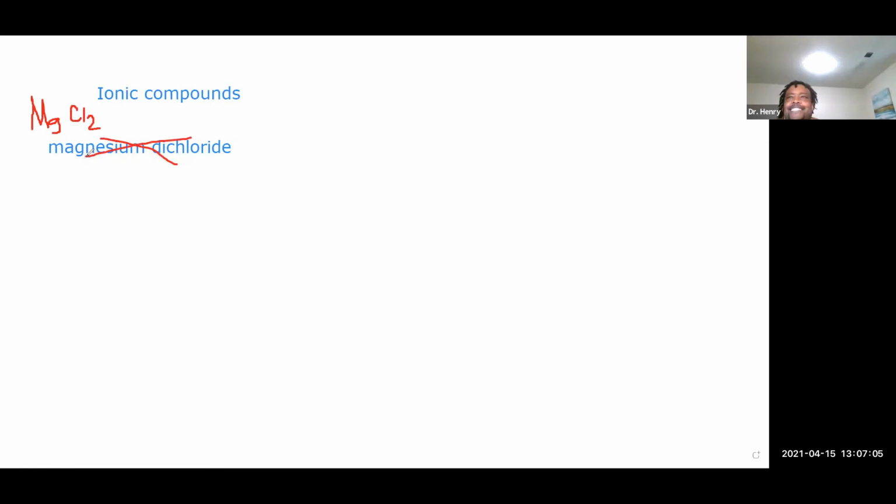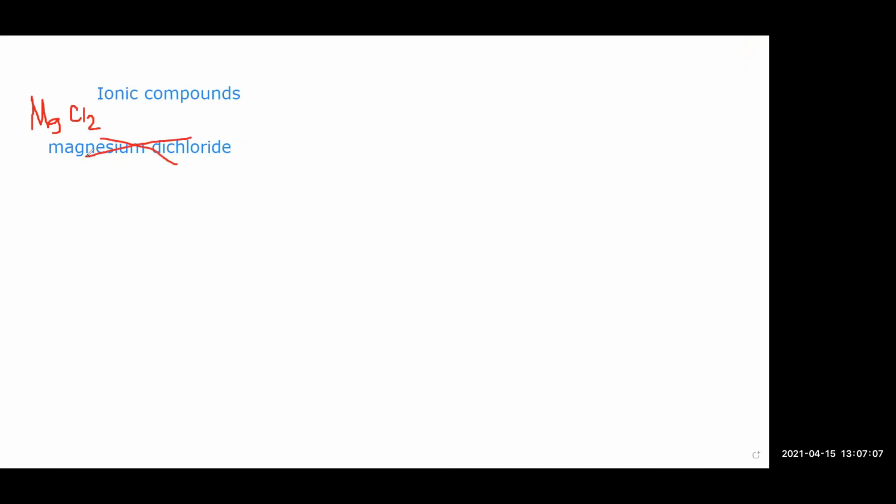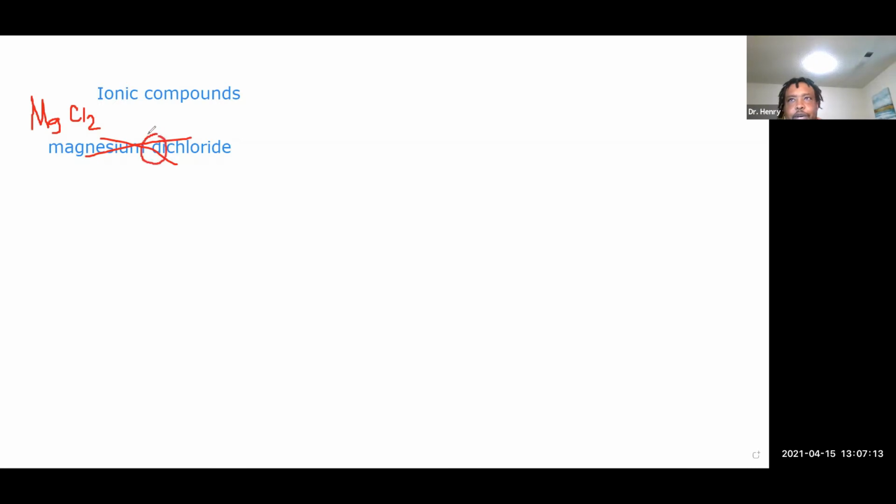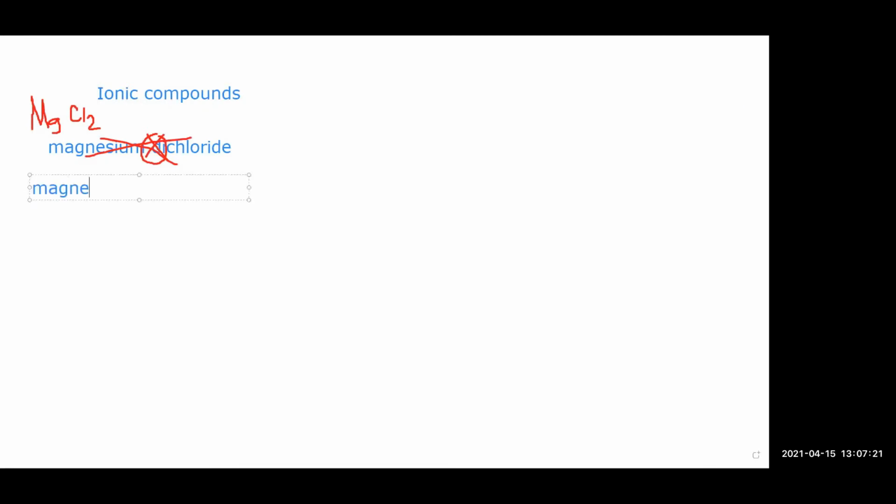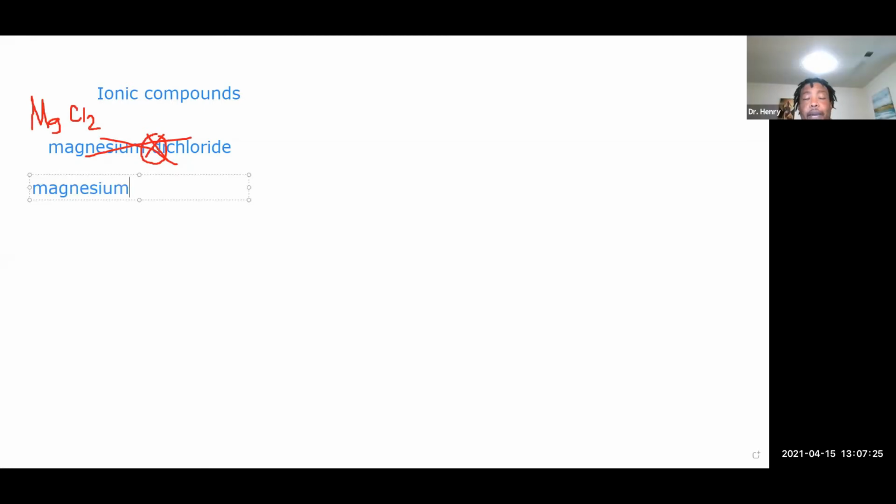Because you're missing a Roman numeral. No. In an ionic compound, you do not use the prefixes. This is the reason why it's wrong, because it has dichloride, right? So we know that the name for this would be magnesium chloride. And I don't have to put the Roman numeral because I know that magnesium is in group 2. Anything in group 1 and group 2, we don't use Roman numerals for, right?